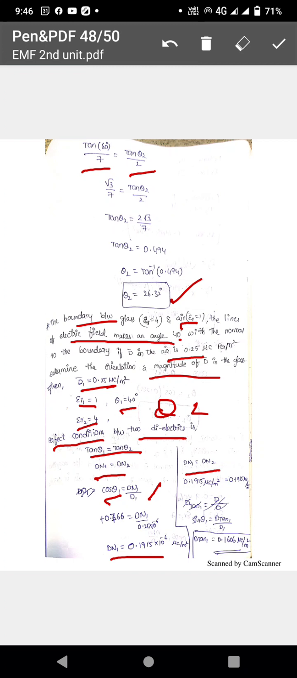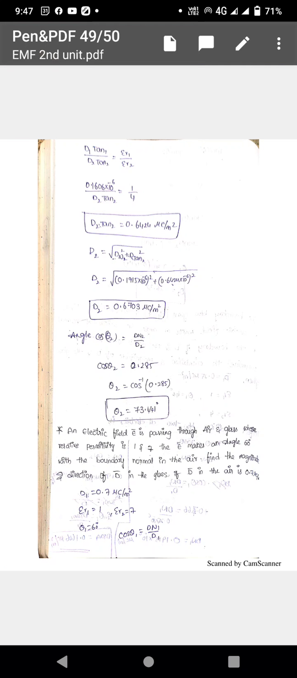From D tan 1 equal to, we can calculate sin theta 1 equal to D tan 1 by D1. We can calculate D1 tan 1. Now D1 tan 1 by D2 tan 2 equal to epsilon r1 by epsilon r2. These are the equations. You have to remember these equations, learn them, and practice them.